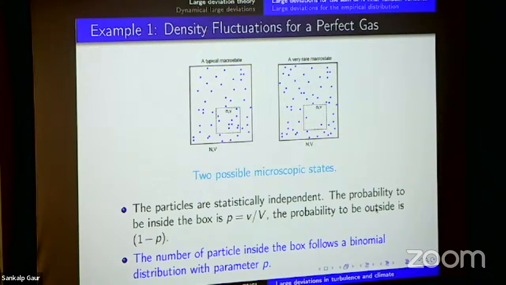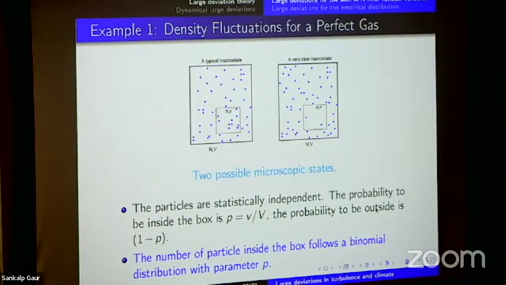So here I consider the density fluctuation of a perfect gas. A perfect gas is a gas for which I can neglect the interaction between the particles. So I put the particles in a box. The particles are the blue dots here. So I have N particles. And I look at the density locally. So for instance, I look at this dashed box, and I will count the number of particles I have in this dashed box. Here I have many particles. Here I have only 2, by chance. So it's quite rare to have only two particles in this dashed box.